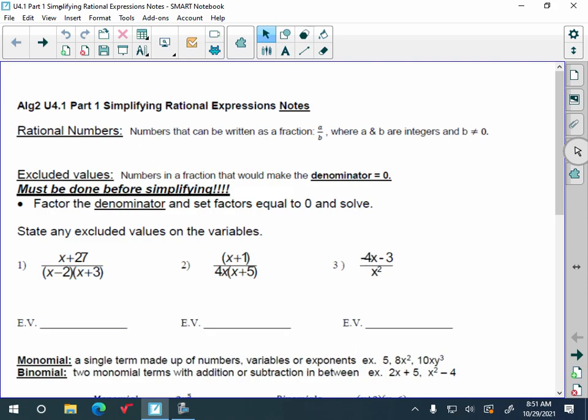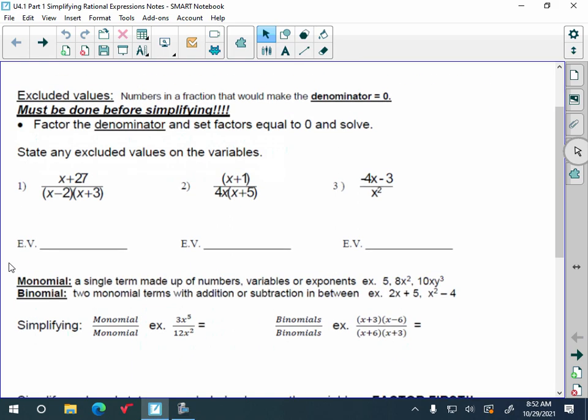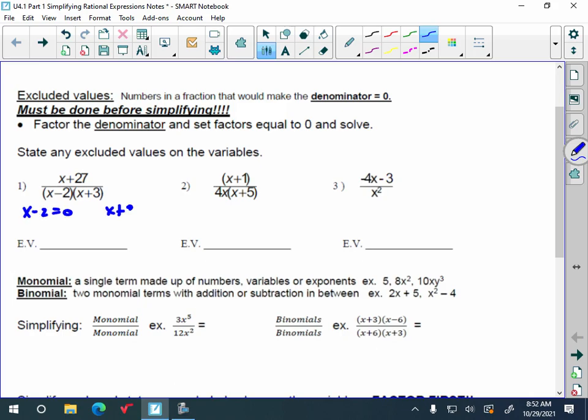All right, so to find an excluded value, we factor our denominators if they're not factored, and then we set the denominators equal to 0 and solve. All this deals with is basically the same thing as what we did with the polynomials in Unit 3. We factor, and then we solve. So on number 1, to state the excluded values for this fraction, we're trying to find out what would make the denominator 0. Well, the denominator is already factored for us, so now you just set each denominator factor equal to 0 and solve it.